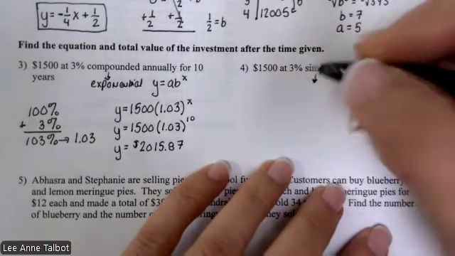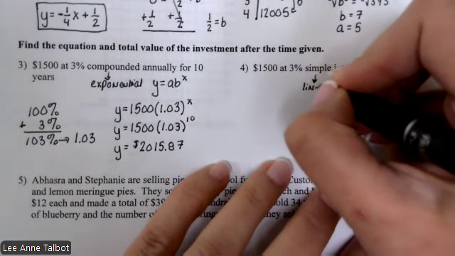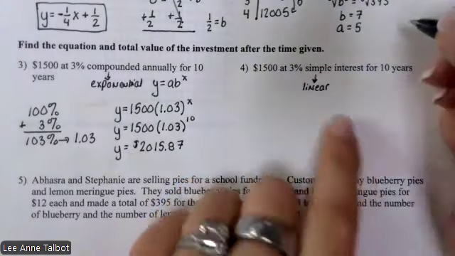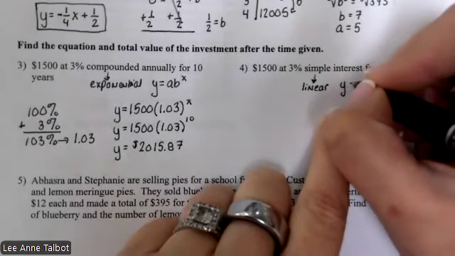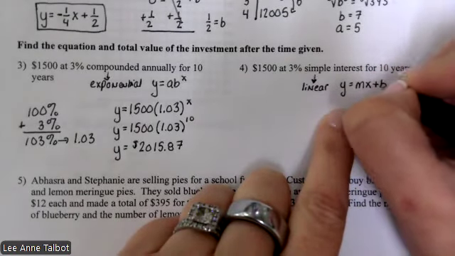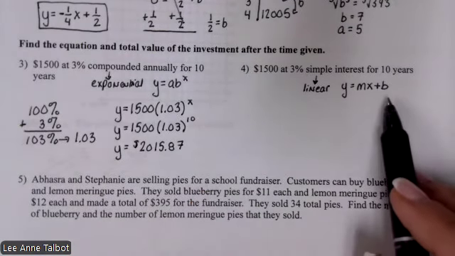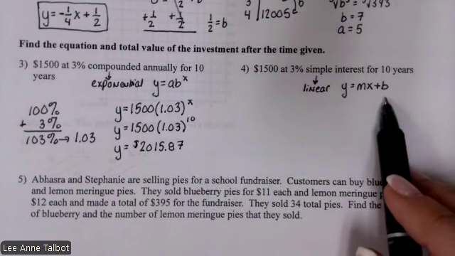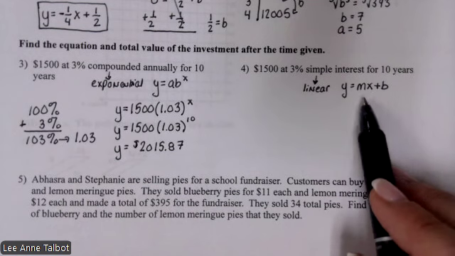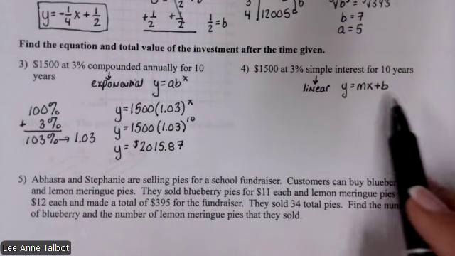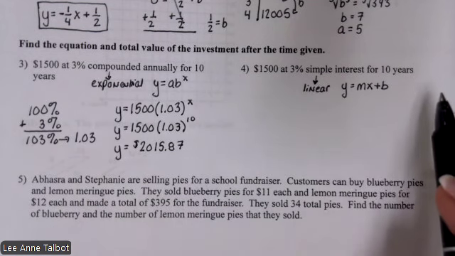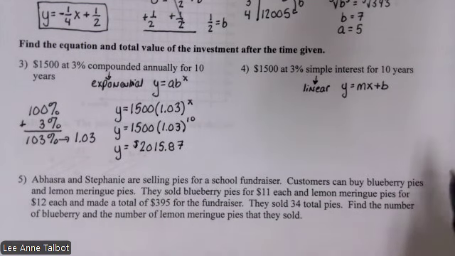Number 4, simple interest means linear. And linear means y equals mx plus b. Okay. Can everyone see what b is? That's the easier one in this problem. 1,500. Okay, but how do you get the slope? Yes, and it's something else for simple interest.